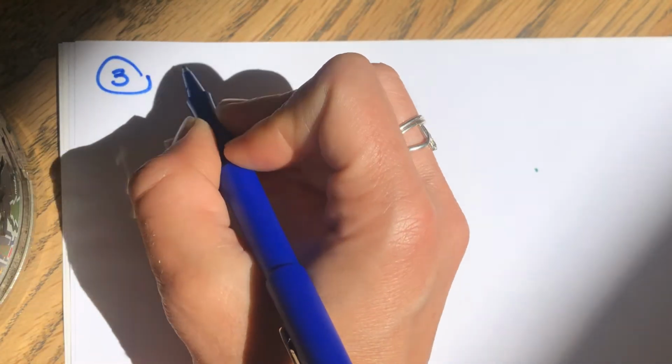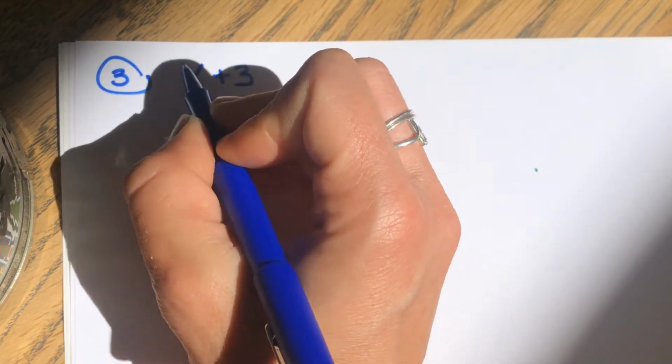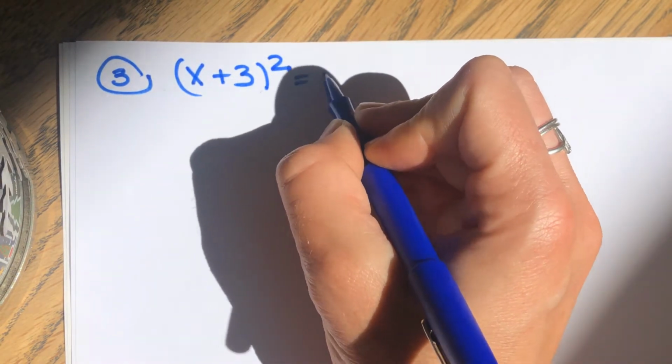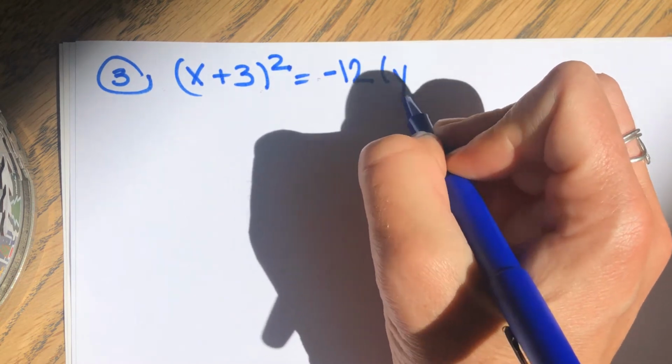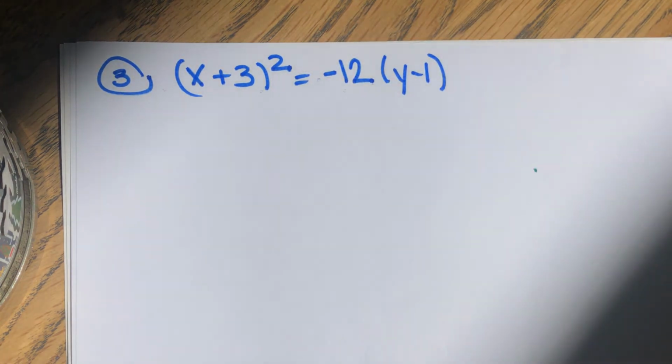Okay, so we're gonna do X plus 3 squared equals -12 times Y minus 1. All right, talk yourself through the problem. First step, rewrite.